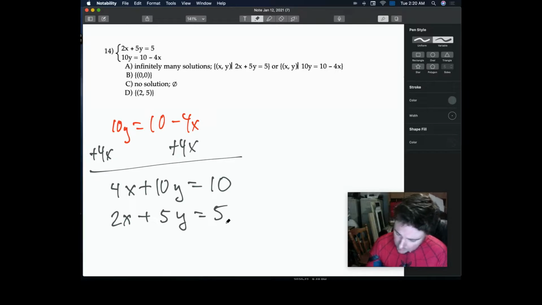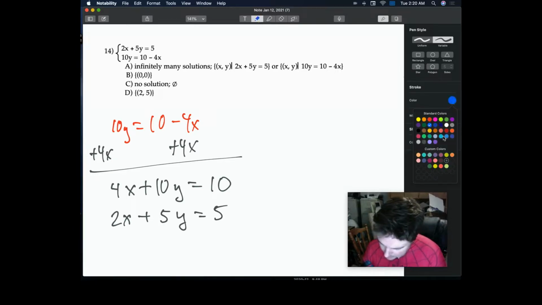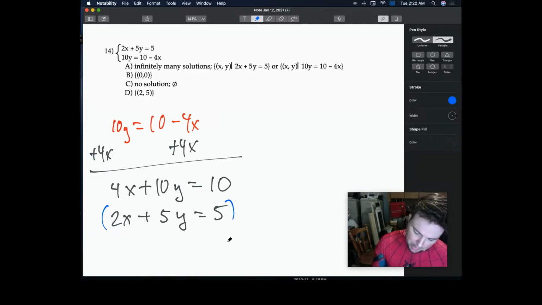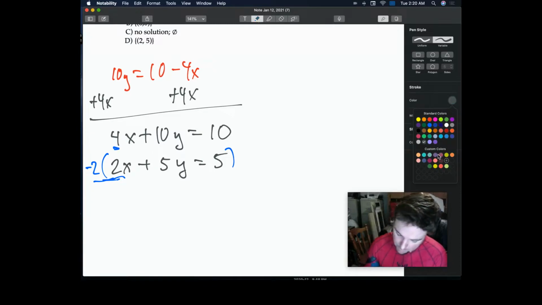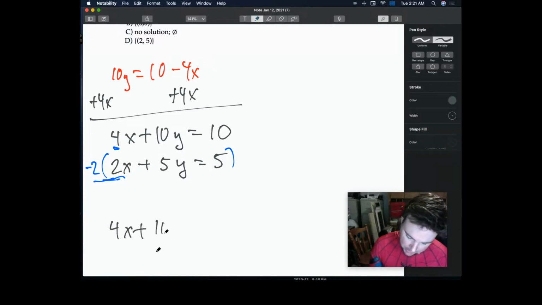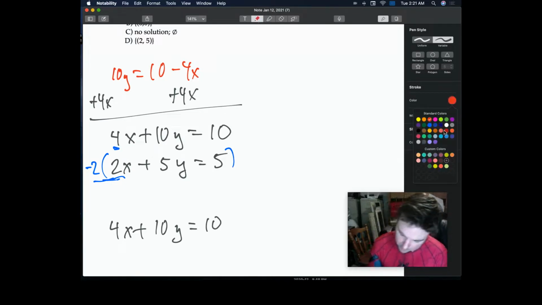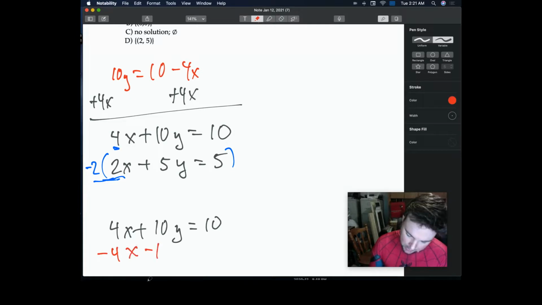We have that there. So now I think it makes it really obvious once we do this that I can very easily multiply the bottom one by -2. That's going to change this to -4, which matches with that 4, and it's going to make my life easy in terms of solving that. So when I do this, I'm going to rewrite the top one, 4x plus 10y equals 10. The bottom one's going to become -4x minus 10y equals -10.